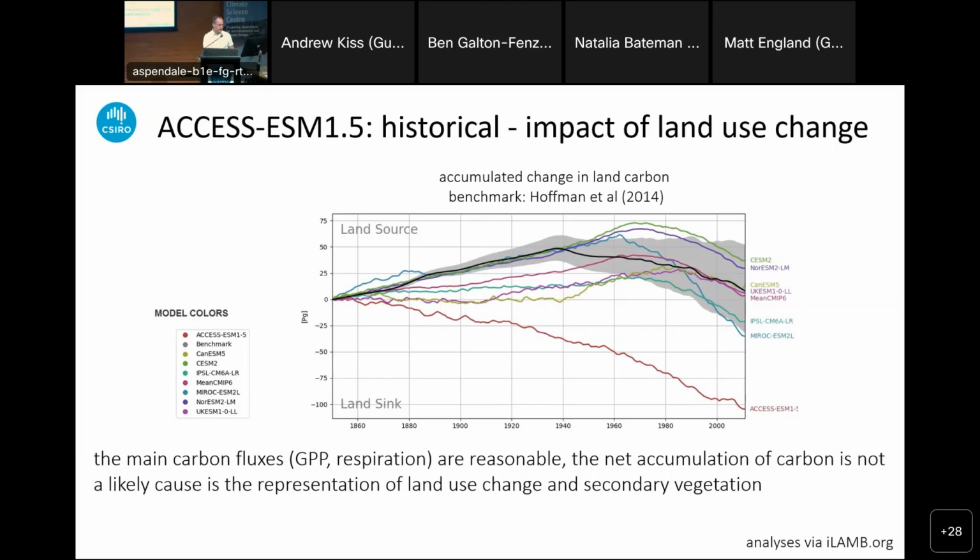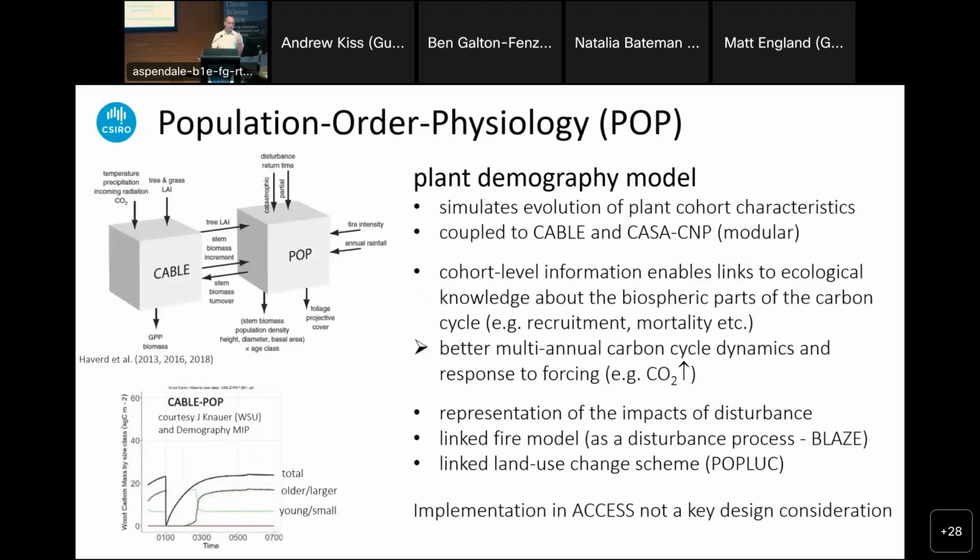In that wider context, one of the capabilities we have in the land surface modelling context is a model called POP. It's a plant demography model. It was developed by CSIRO researcher Vanessa Haverd over multiple years, and it actively couples into our existing CABLE and CASA-CNP models in a broadly modular way.